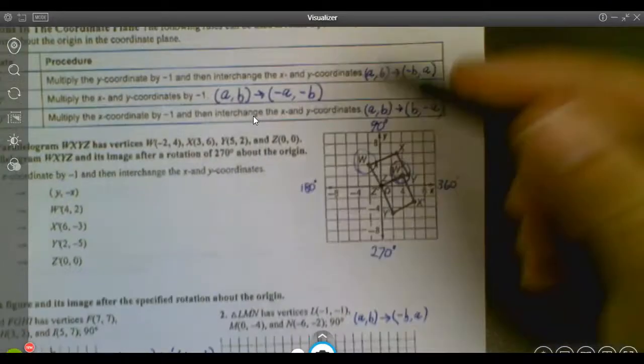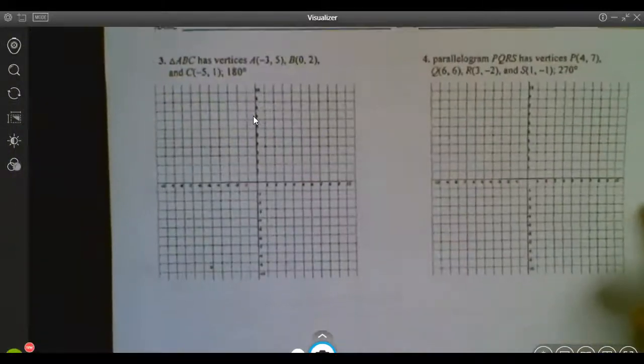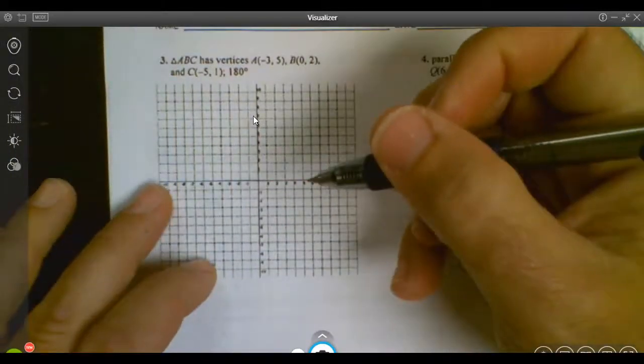Let's go to the 180 rule on the back side, which is where they simply change signs. This one tends to be the easiest of the three, I think, because it's just a sign change. All right, so let's plot the points. A is at -3, 5.